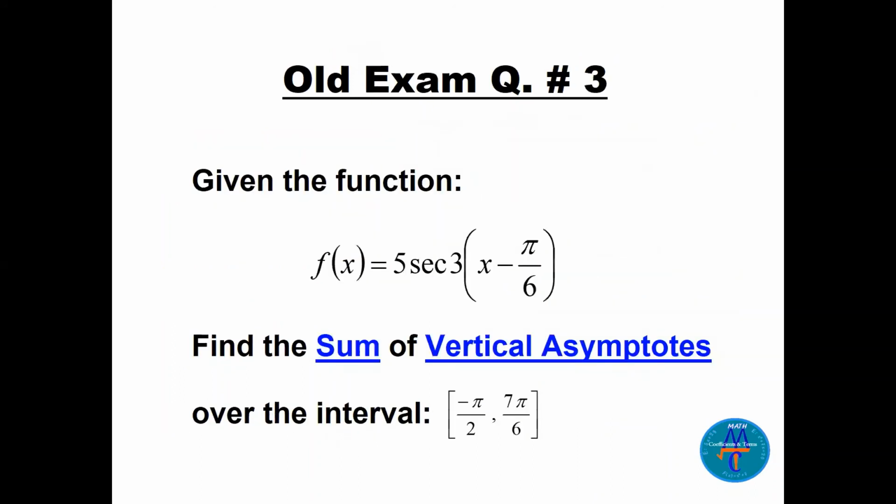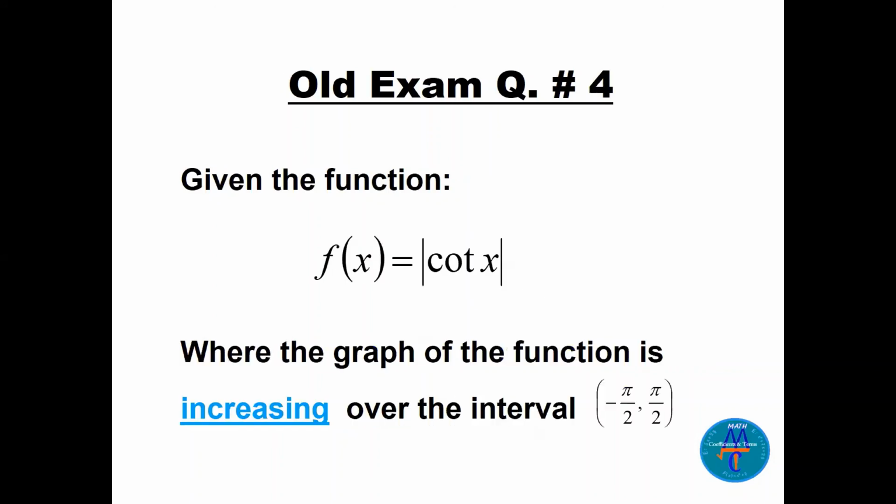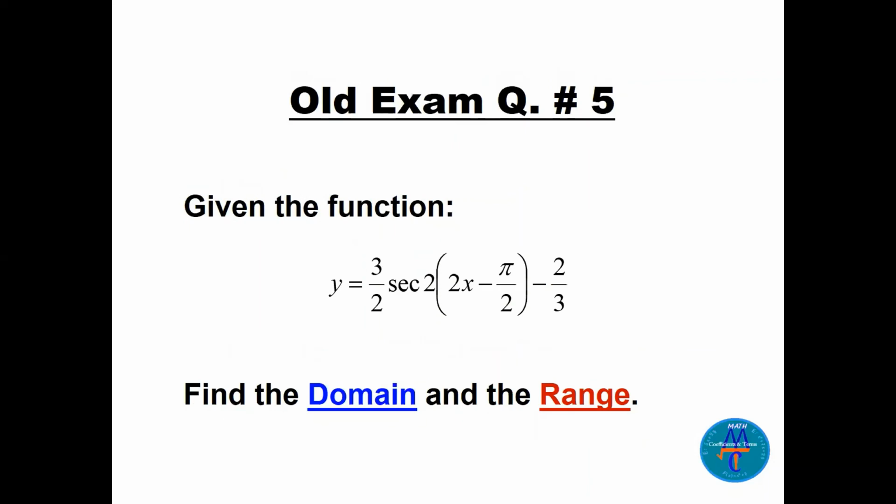Question number 3 is the secant: 5 secant 3 bracket x minus pi over 6. Find the sum of the vertical asymptotes over the interval closed minus pi over 2 to 7 pi over 6, also closed. Graph the cotangent, the absolute value of cotangent of x. Graph it first, better. Where is the graph of this function increasing over the interval minus pi over 2 to pi over 2? And then given the secant, it's 3 over 2 secant of the bracket 2x minus pi over 2, minus 2 over 3 outside. Find the domain and the range.